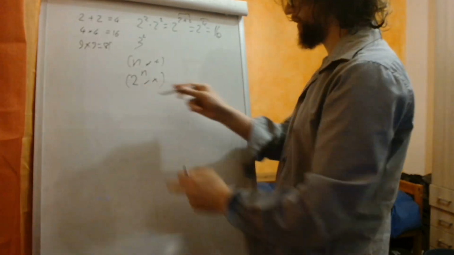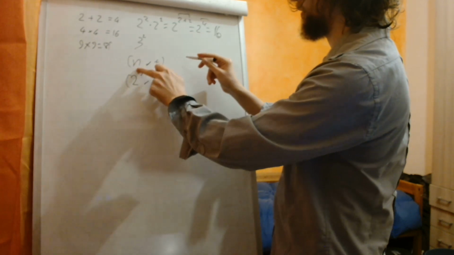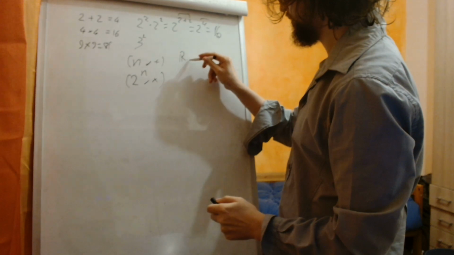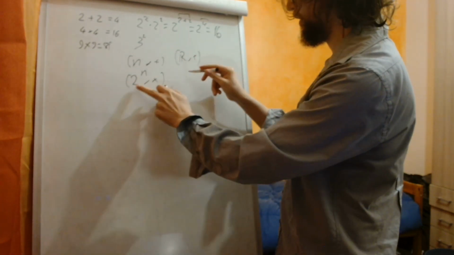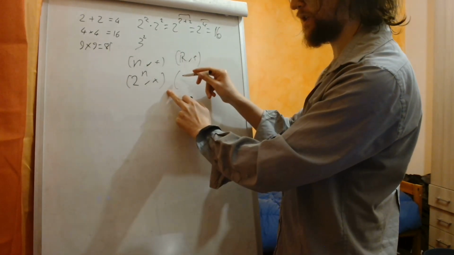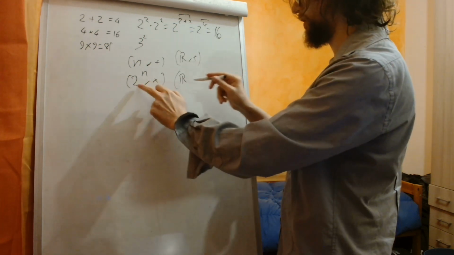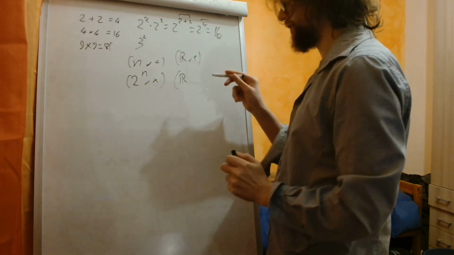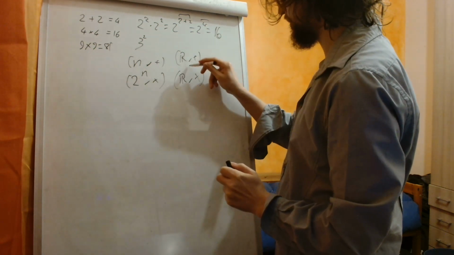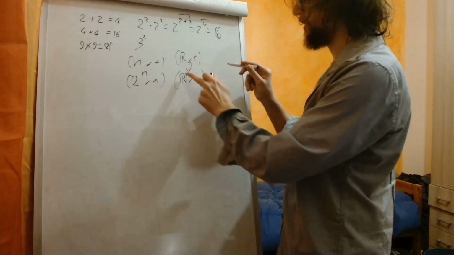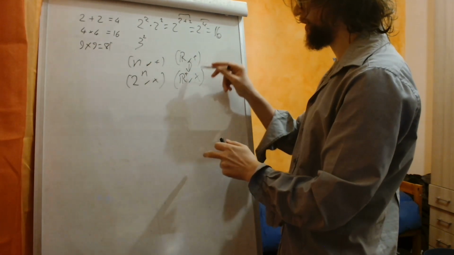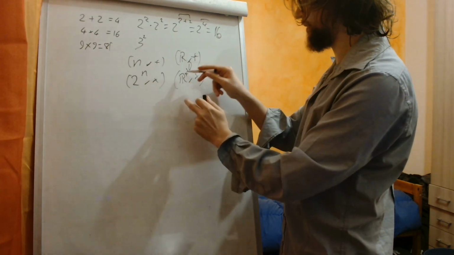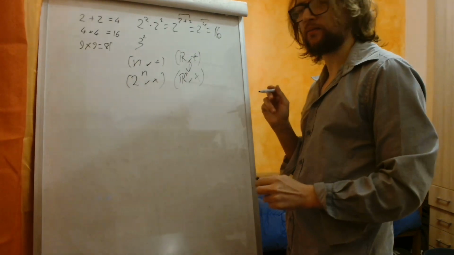In general, you can do it with any base, and this set of numbers is the set of real numbers with the sum, and this is the set of positive real numbers, because when you take a power, it's always positive. So there is an isomorphism between these two sets, R with the sum and positive R plus with the multiplication.